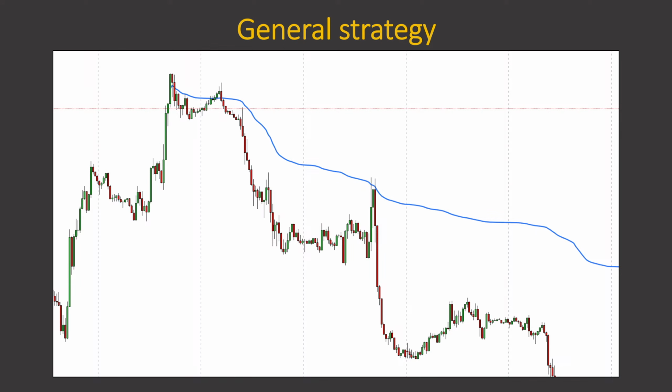Now, VWAP represents the trading position of an average trader, and many market participants use it as a reference point for their trade entries. Now, imagine you want to enter a short trade on this chart here. The price is dropping, you want to enter a short trade. So, where is the best place to enter the short position?